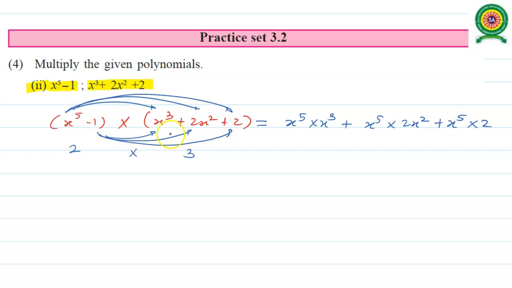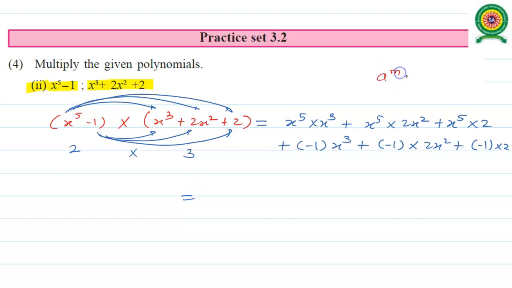Now we are distributing minus 1 over the second bracket. So minus 1 into x raised to 3, then plus minus 1 into 2x square, plus minus 1 into 2. Try to simplify it. We may now use the properties of indices.